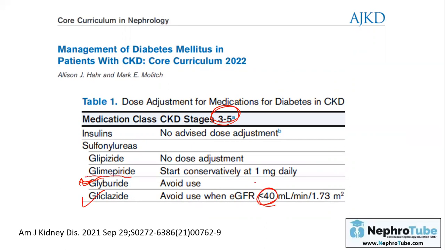Glimepiride, as it is mentioned, if the patient with stages 3 to 5 start at 1 milligram daily and closely monitor the patient, but it must be avoided also if the GFR is below 30. Glipizide, no dose adjustment, but also in these stages, you have to monitor the patient because the risk of hypoglycemia is present. So actually, there is no drug that you can use safely from this list. Sulfonylureas carry the risk of hypoglycemia in our patient, so it is better to avoid them.